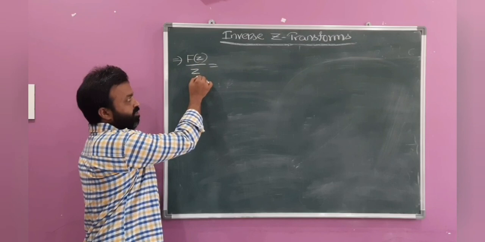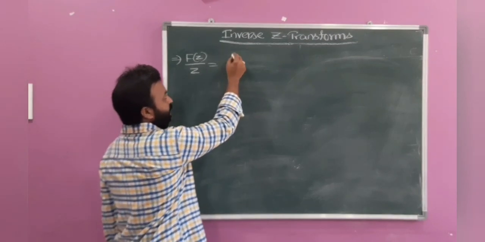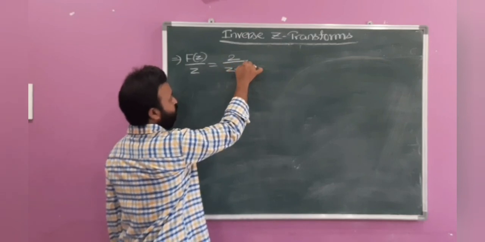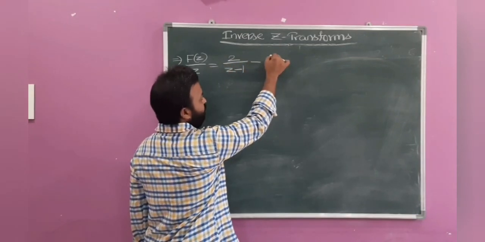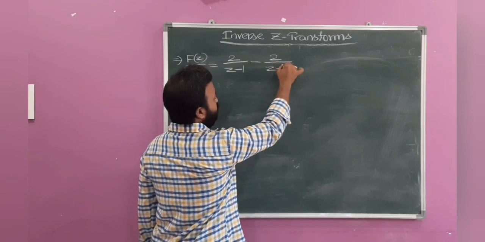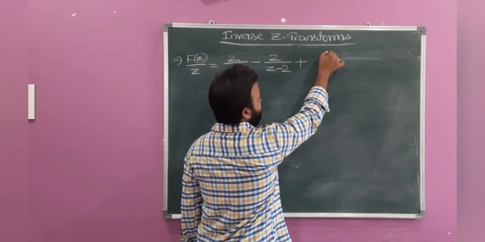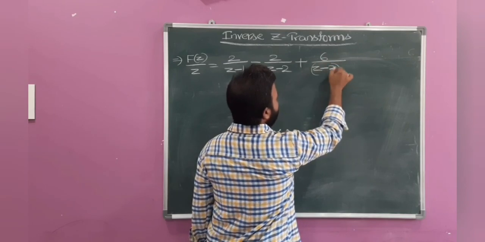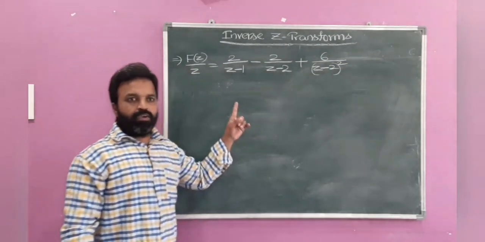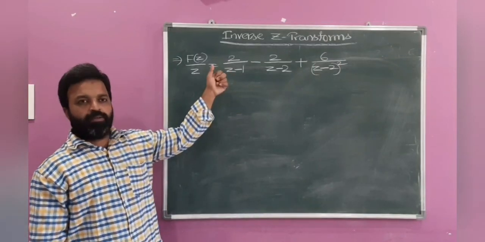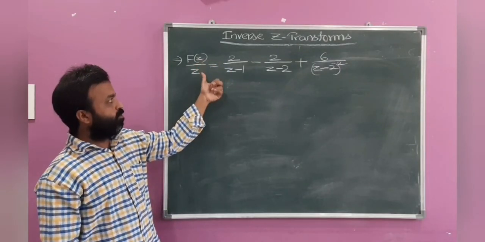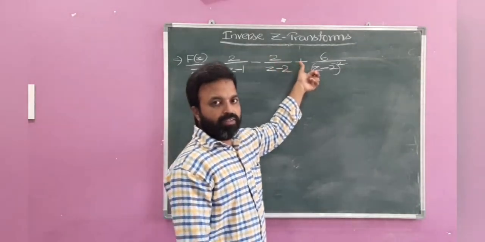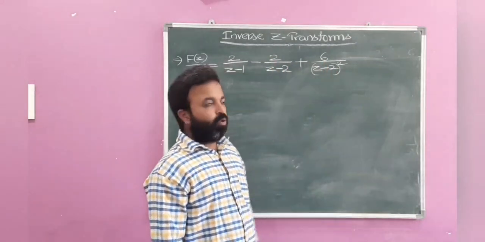Now f of z by z is a by z minus 1. We have a value is 2 by z minus 1, b value that is minus 2 by z minus 2 plus c value is 6 by z minus 2 whole square. So using partial fractions we get a, b and c values. By substituting a, b, c we get this equation f of z by z equal to 2 by z minus 1 minus 2 by z minus 2 plus 6 by z minus 2 whole square.